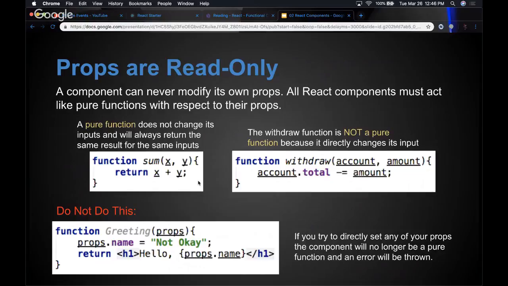Whereas with the withdrawal example, we're passing in an account object and an amount to subtract from that account object. So here we are directly changing account.total. So if we call this function again and pass it that same account object, we're going to get a different outcome each time, which makes it less predictable, more prone to bugs and errors.